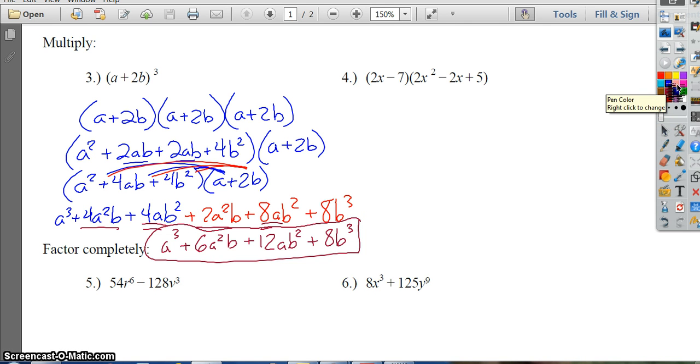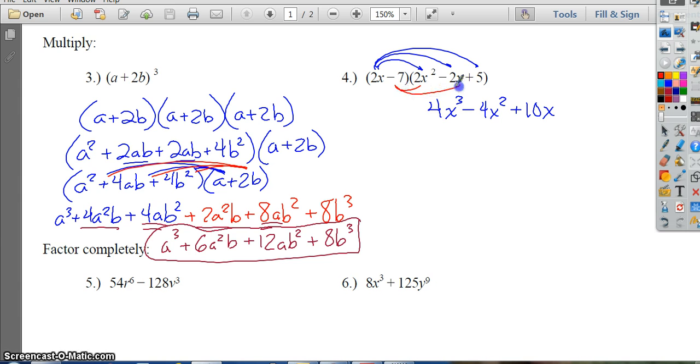All right, I'm going to do the vertical format for 4. So to line up my like terms, I'm going to do the distributive of 2x in here to my trinomial in blue. So this will be 4x to the 3rd minus 4x squared plus 10x. I'm going to distribute in my negative 7 in red. So negative 7 times 2x is negative 14x squared plus 14x minus 35.